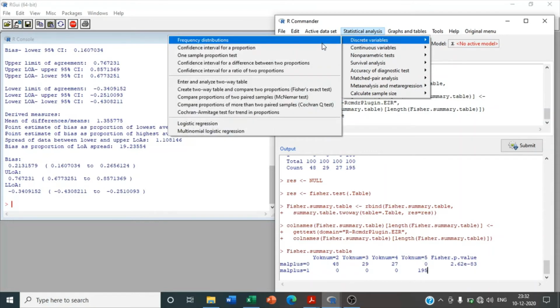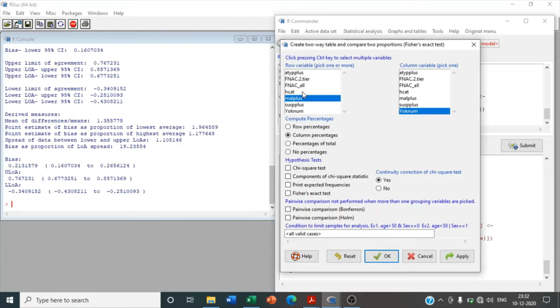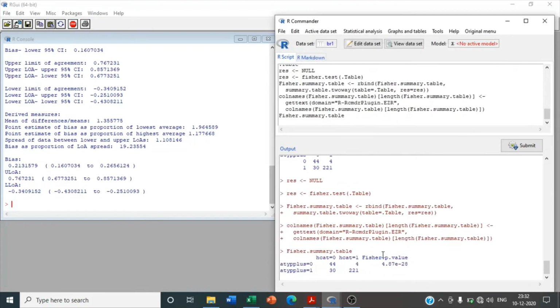Let's do with atyp plus first. Always, the row variable would be the test, and the column variable will be the reference. We don't need any percentages over here. Let us do this. We have got it over here. For atyp plus 0, 44 and 4 for H cat 0 and H cat 1, which is malignant, and for atyp plus 1, 30 and 221.